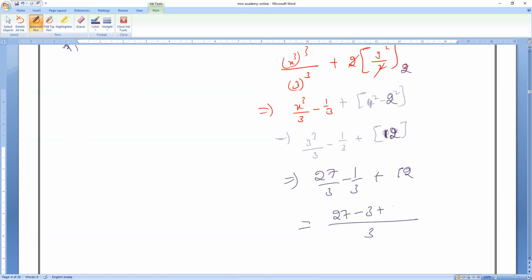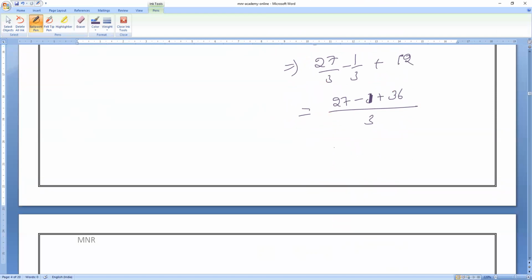Sir, why minus 3? Where? Oh, it's 27 minus 1, sorry, Prakash. Yeah, 1. And 12 threes are 36, sir. 36. That's all. So then what is the answer, everyone? So this is 26 plus 36 divided by 3. So how much is the answer? 62. So 62 divided by 3. Am I right?